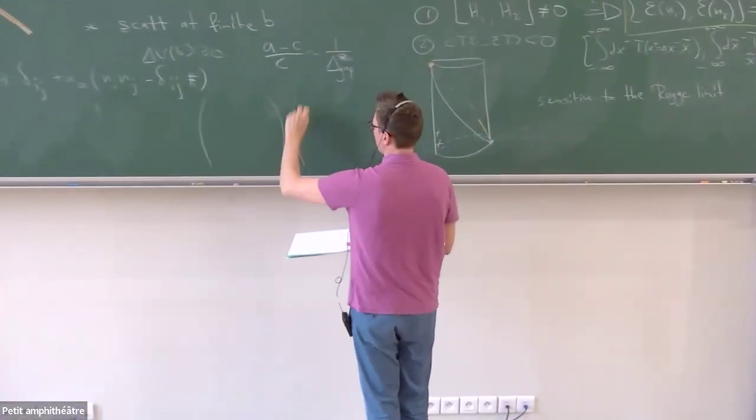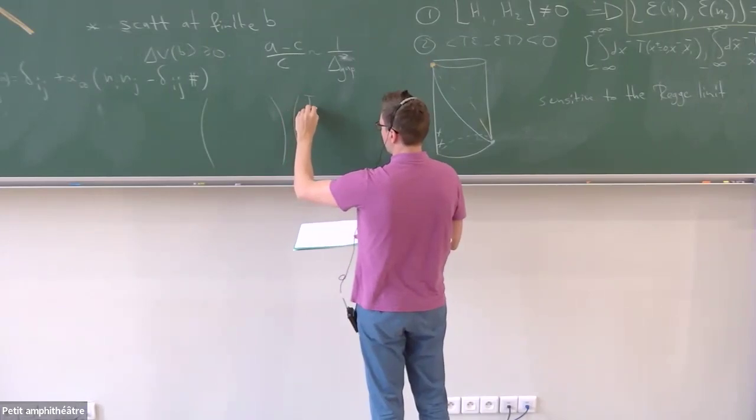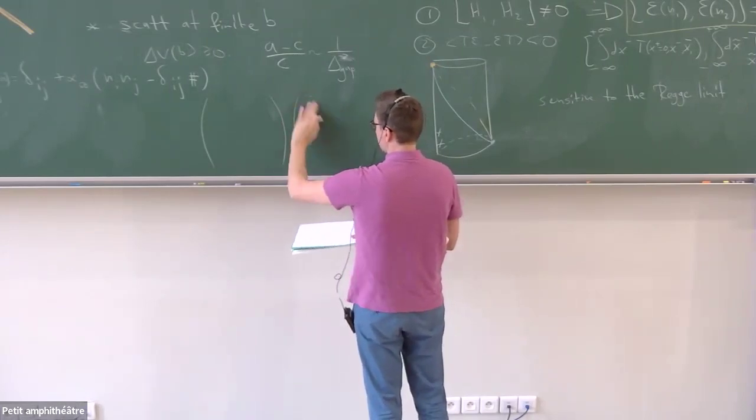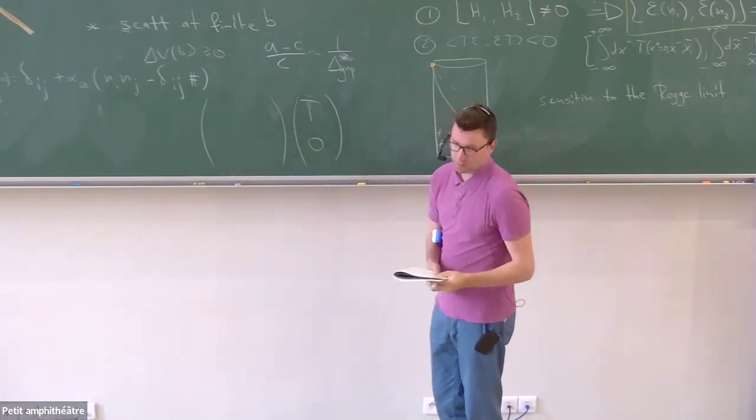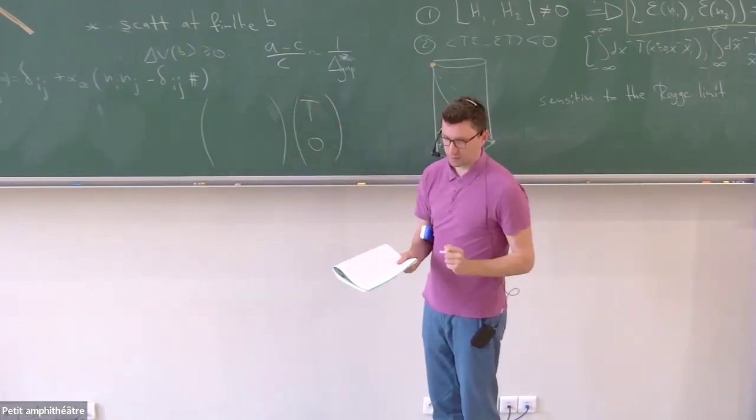Yeah. So now you will have here, say, T. Right? And now you can again ask if the commutator is 0.